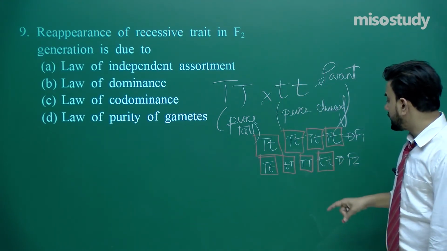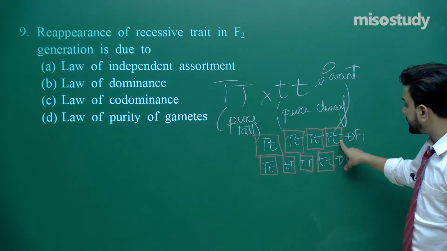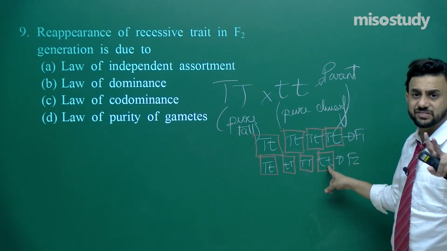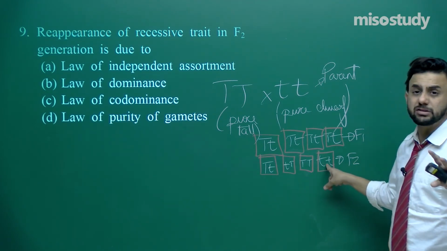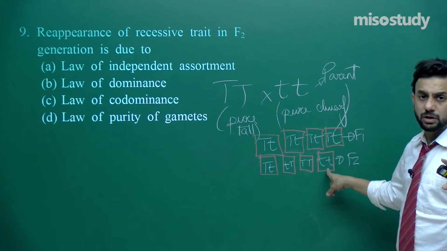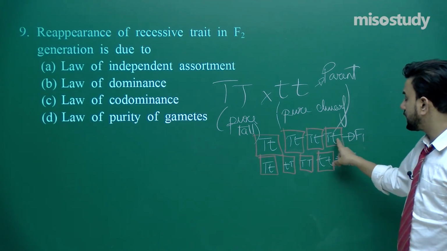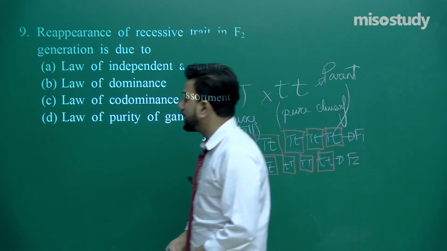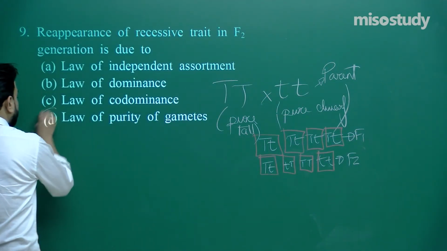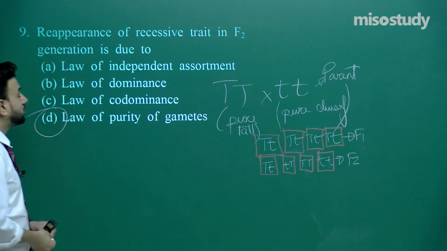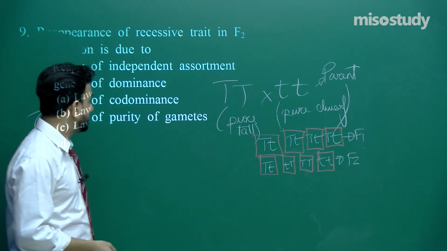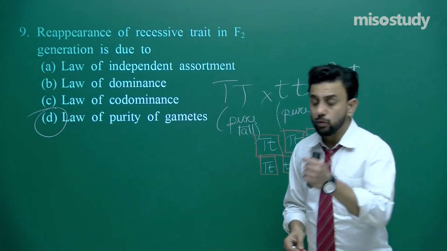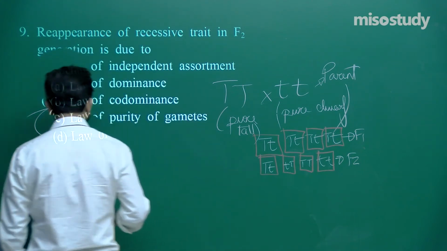You see that in the F2, this recessive trait, why recessive? Because it expresses only in the presence of two recessive alleles, so it has become dwarf. It has come back in the F2 generation. In the F1 generation, it was not there. This is due to, I will say, the law of independent assortment. Sorry, the law of the purity of the gametes. We will see what the law of purity of gametes means.